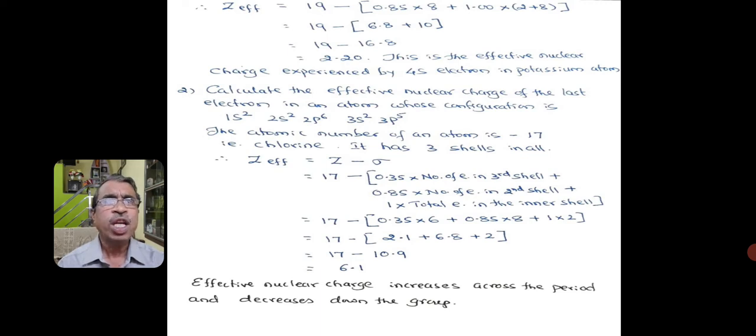For potassium, it is 2.2. Greater the effective nuclear charge value, greater the efficiency of attracting the valence electrons towards the nucleus. That's what it is written. Effective nuclear charge increases across the period and decreases down the group.